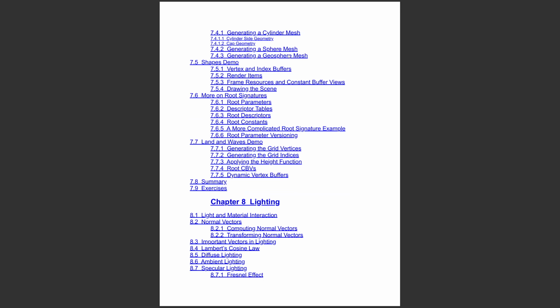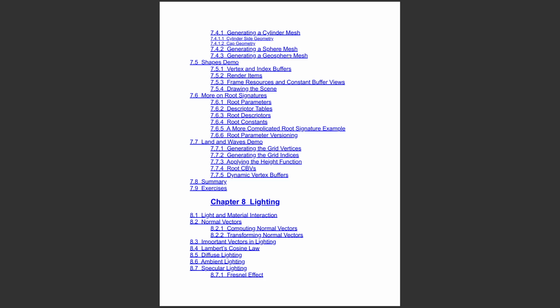So cylinders, slide geometry, cap geometry, and then generating a sphere mesh or geosphere mesh. In the end, everything is either a triangle or a quad, and all of our basic shapes, your circle, your triangle, your sphere, your box, your prism, all of them are going to be made up of these triangles or quads. And so we're going to be talking about how to generate these primitives.